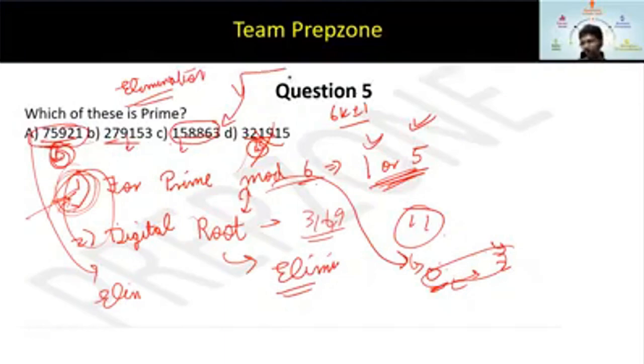Yes, it has to be 6k plus minus 1. Exactly. Okay, next thing now.